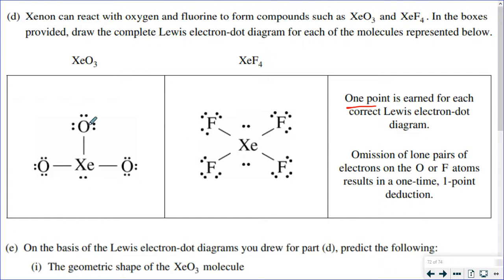So maybe I forgot a lone pair of electrons here, and I forgot a lone pair of electrons here, you would miss only 1 point on that problem. You still get 1 out of 2.